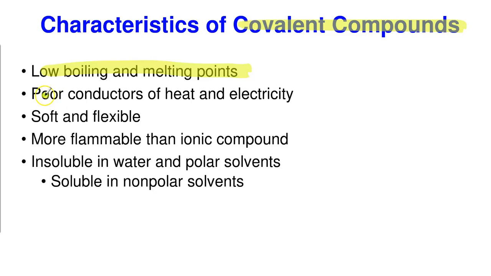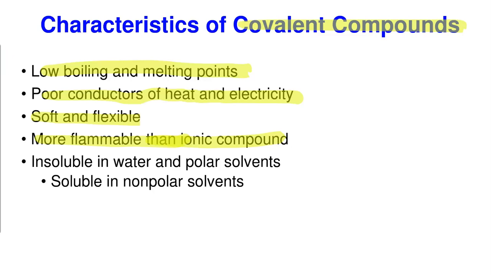They are poor conductors of heat and electricity. A few of them do, but the majority of them do not conduct heat and electricity. So generally, let's say they are poor conductors of heat and electricity. They are soft and flexible. Now, most of them are actually flammable. They are more flammable than ionic compounds. What this simply means is that they can easily catch fire and begin to burn, just like your gasoline.